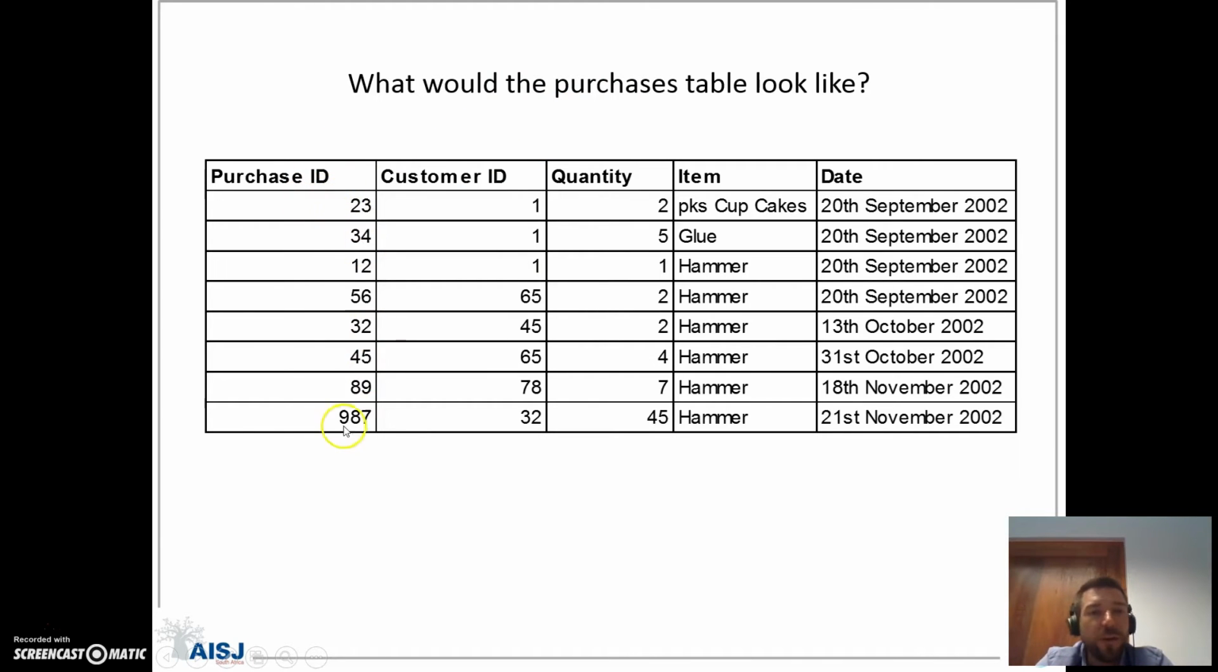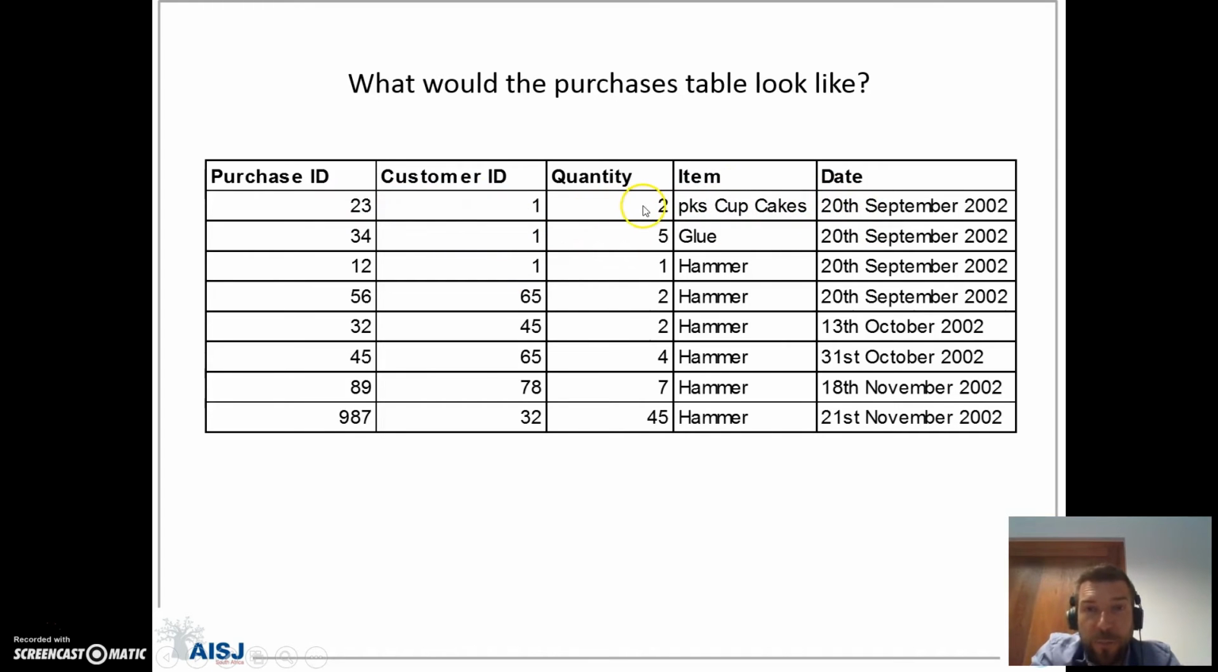The purchase ID is just a random number, it doesn't matter what it is. The customer ID is the customer's data. So in this example, customer 1, that's Homer Simpson. He's bought 3 different things.